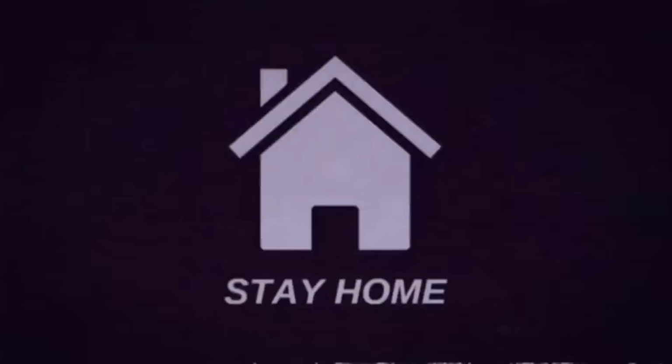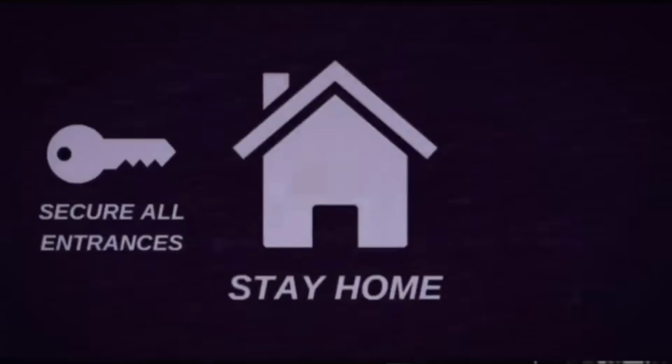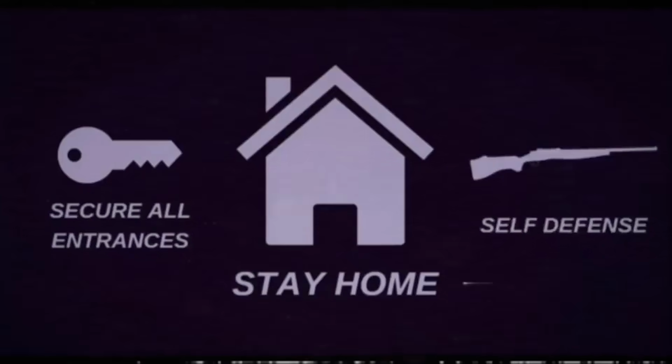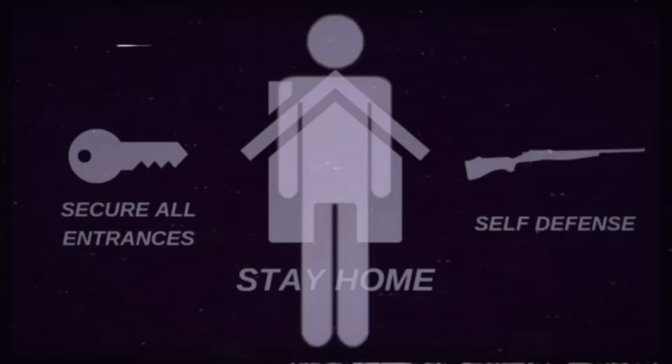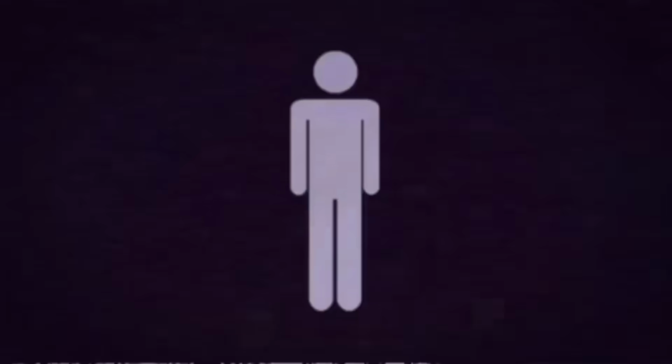Let me explain. The earliest government record of alternates that we see in the series appears in the form of a 1980s public service announcement from the US Department of Temporal Phenomena. Here, they warn people to keep every entrance to their home secured and to keep a firearm on them at all times for self-defense. In fact, all civilians are encouraged to fight back against the alternates.